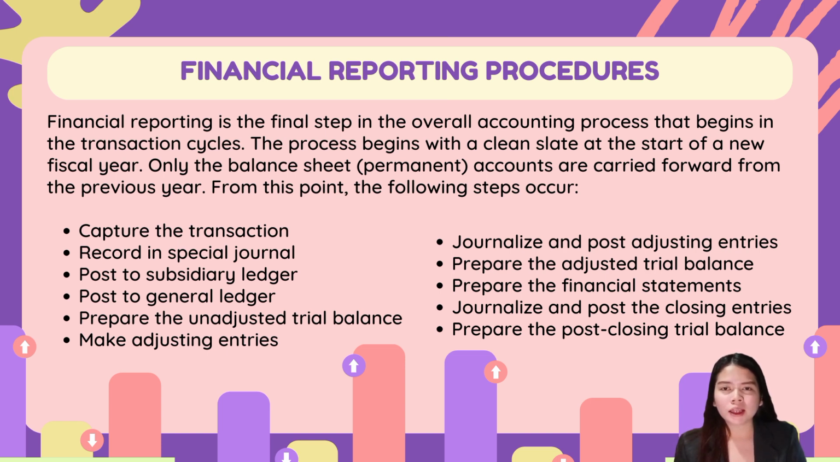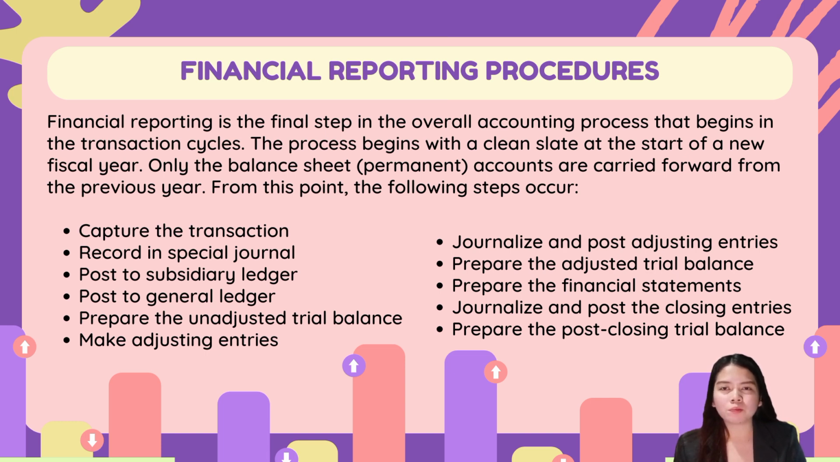Fifth, prepare the unadjusted trial balance. At the end of the accounting period, the ending balance of each account in the GL is placed in a worksheet and evaluated in the total for debit-credit equality. 6. Make adjusting entries. Adjusting entries are made to the worksheet to correct errors and to reflect unrecorded transactions during the period, such as depreciation.